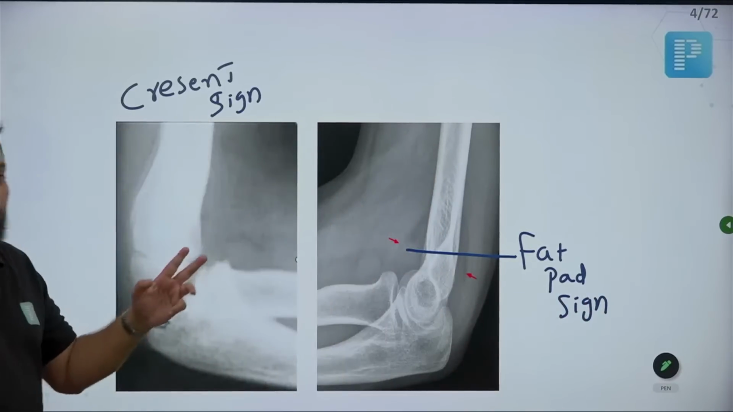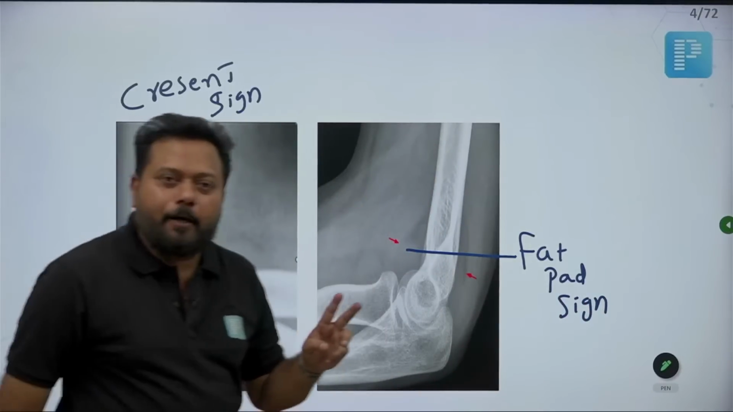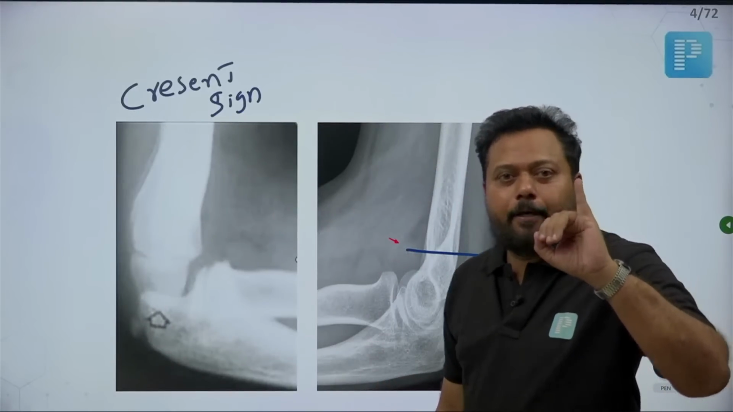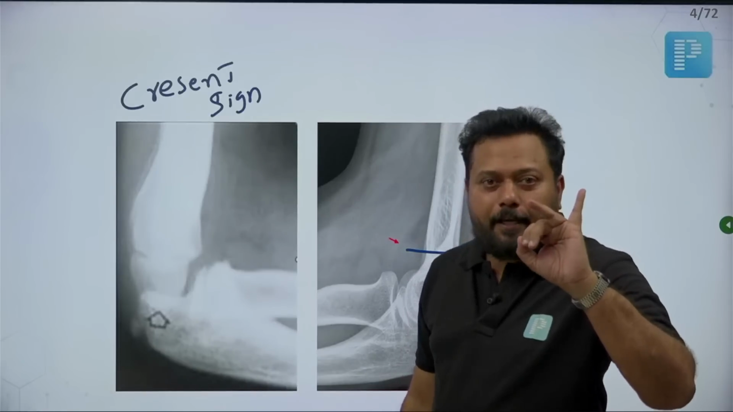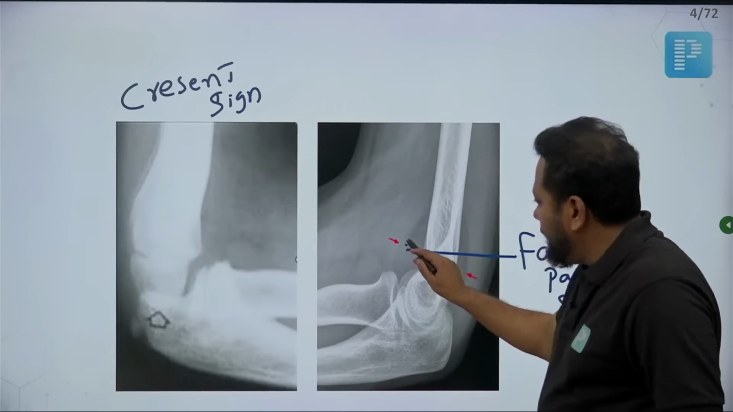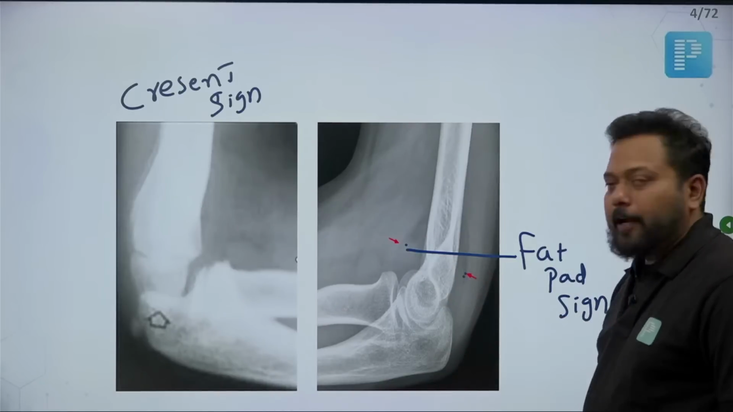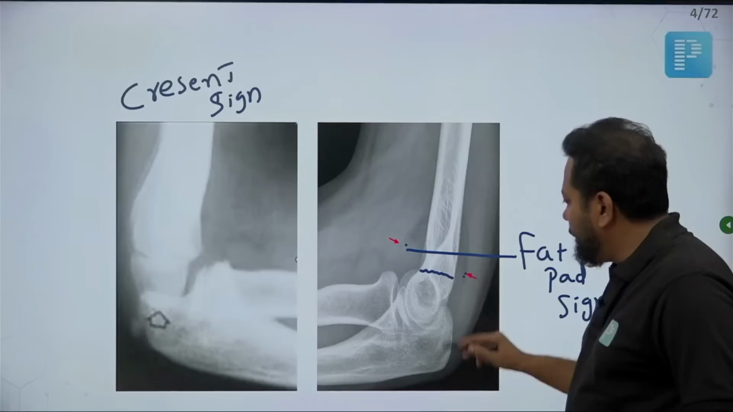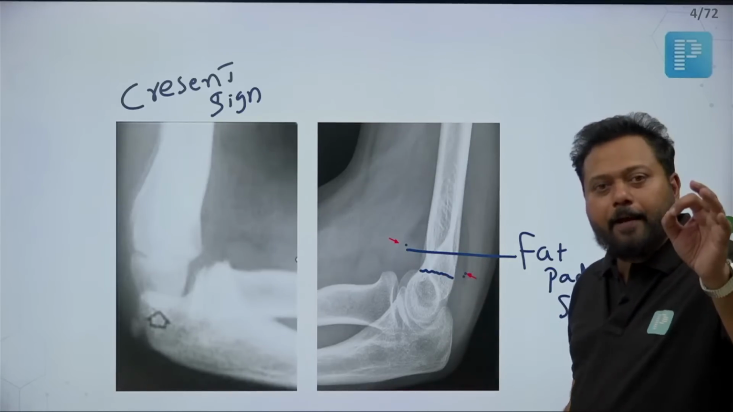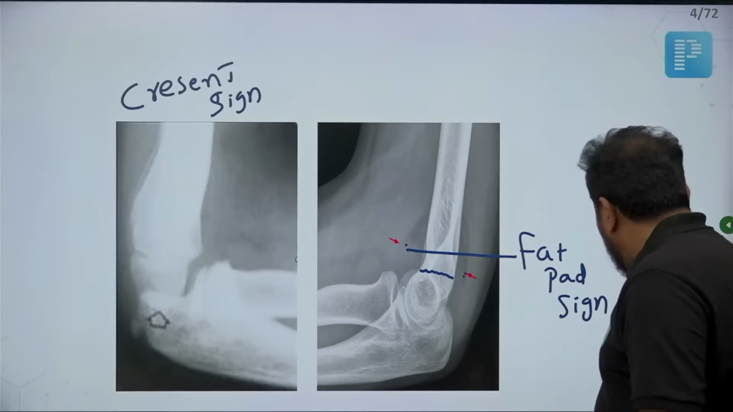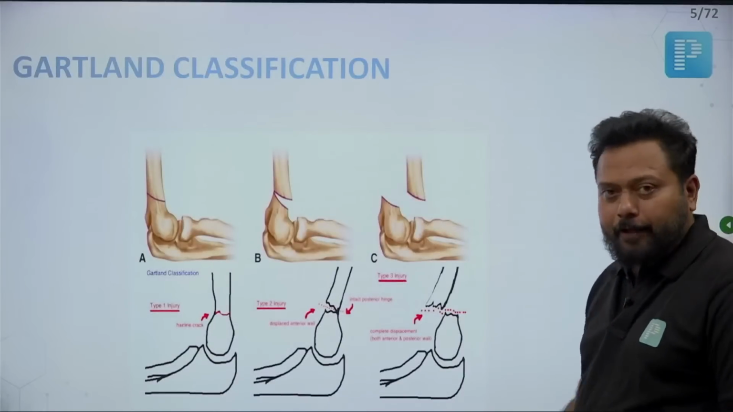So, 4 beautiful signs of supracondylar fracture, dear friends. Normal teardrop sign is disturbed. Fishtail sign is seen. Crescent sign is seen. This is the anterior fat pad, this is the posterior fat pad. Here should be the fracture. You will get an anterior fat pad sign and a posterior fat pad sign. So fat pad sign: 4 beautiful radiological signs of supracondylar fracture.